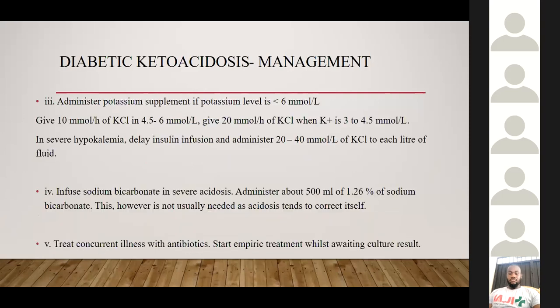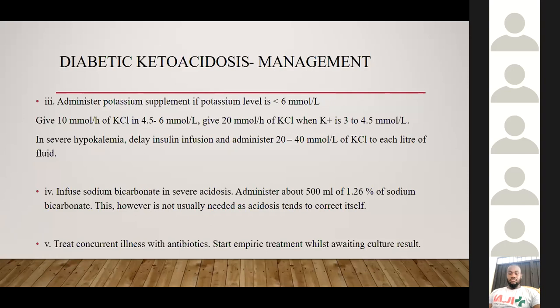Okay. The third thing we talked about is electrolyte imbalance, and I've already spoken about potassium. So you need to check your BE and creatinine. You need to check your potassium levels, and then you administer potassium accordingly. If your potassium is less than, as you can see, 6 millimoles per liter, then you know that whilst you go ahead to give insulin, these levels will drop. So you have to start making plans to administer potassium.